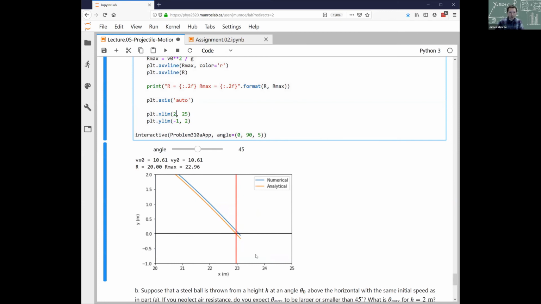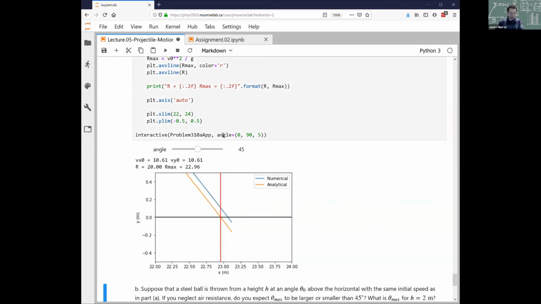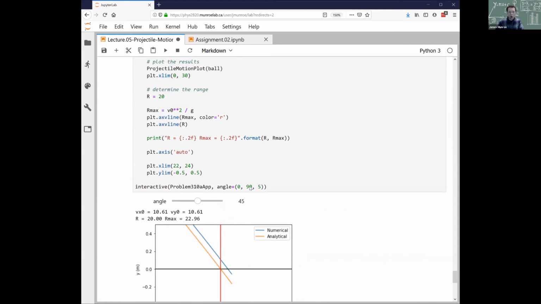Rather than from 20 to 25, let's go from 22 to 24. And in the vertical, let's just go from minus 0.5 to 0.5. So I'm zooming in to this box so I can see things more clearly. Oh, I typed something wrong. There, fix that. Okay, I want to figure out what this point is right here. That's my goal. All this is just code to help me do that.